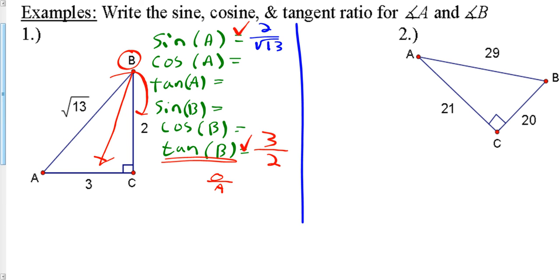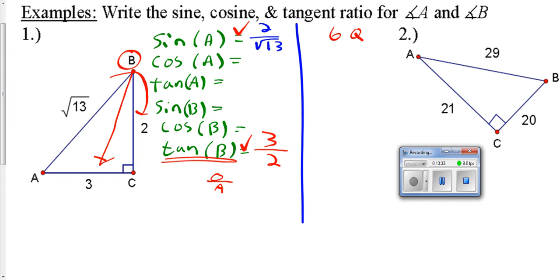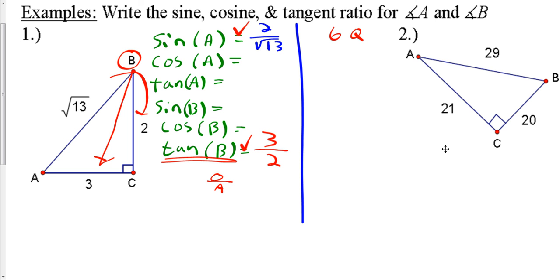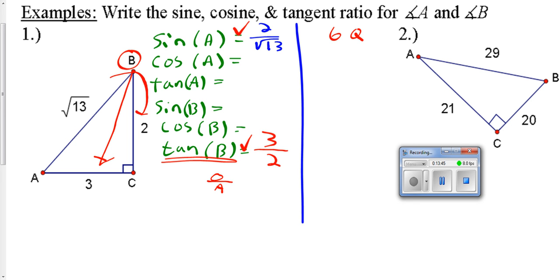You try the 4 in the middle and then do the same thing, 6 questions on this one. Okay? So pause the video, give that a shot. And actually, we're going to wrap up this video here. So basically, all you're doing is using SOH, CAH, TOA to write the ratios in this video. I will see you soon. Make sure you do all of those problems, please.